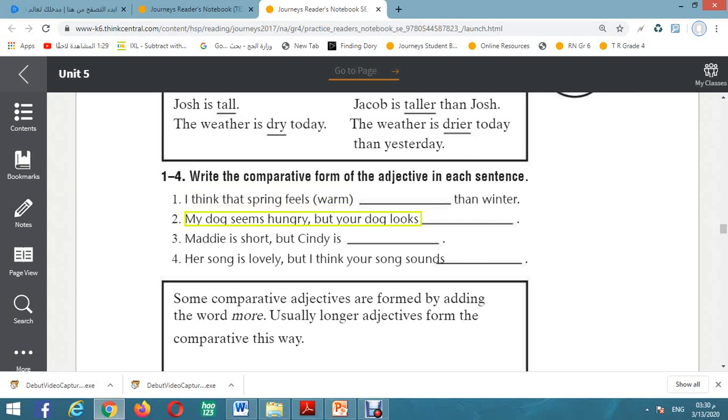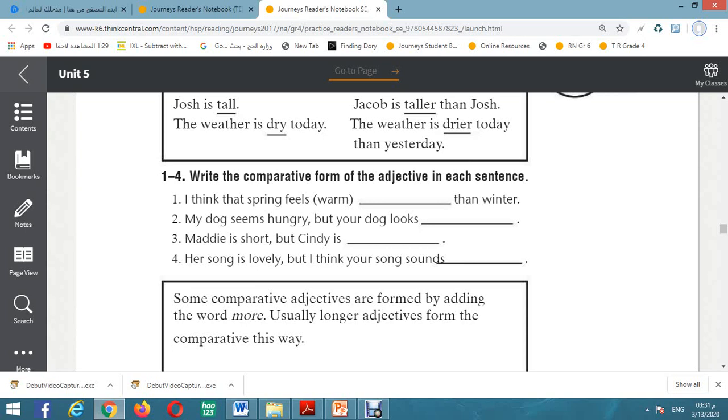Number 2, my dog seems hungry, but your dog looks, here I compare between my dog and your dog. So here hungry, the adjective, ends with y. Yes, I heard someone say it, the student. Excellent, my dear student. Drop y, add I-E-R. It will be hungrier. Excellent. Number 3, Mary is short, but Sandy is, Mary and Sandy, the adjective is short, so it will be shorter, add er to short. Her song is lovely, but I think your song is, or sounds lovelier.